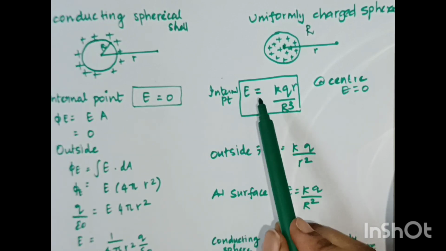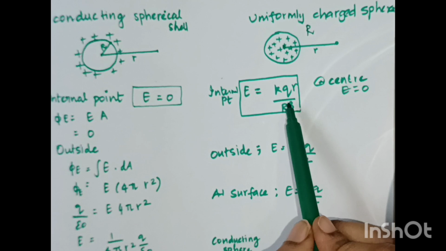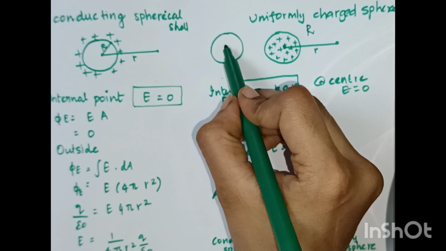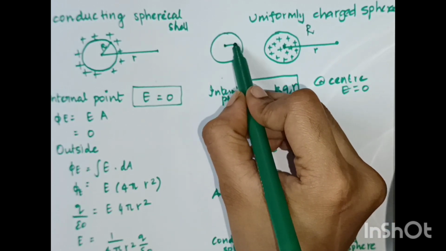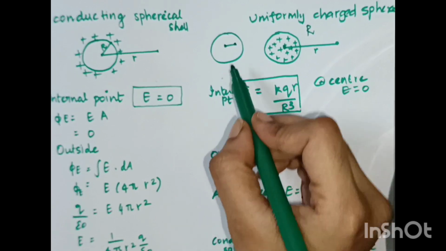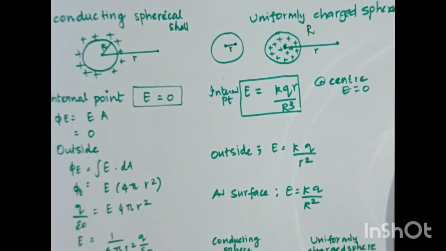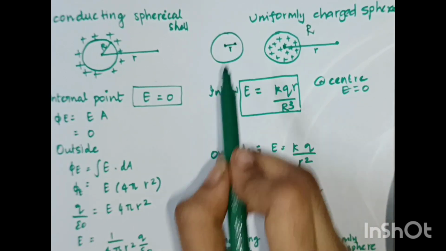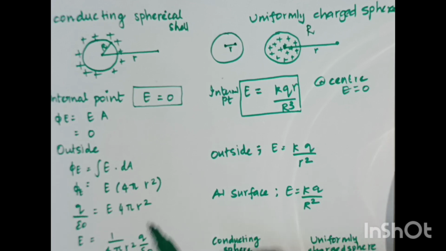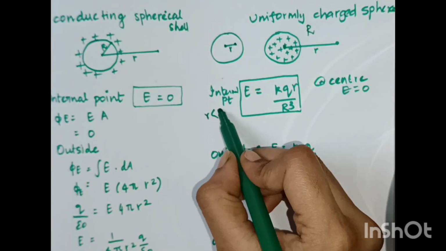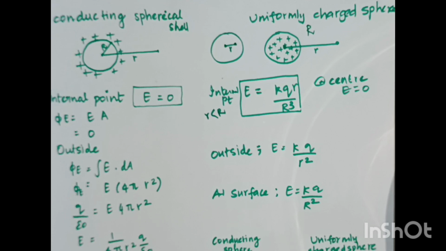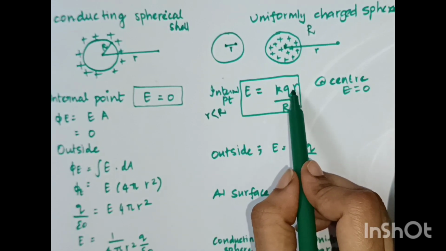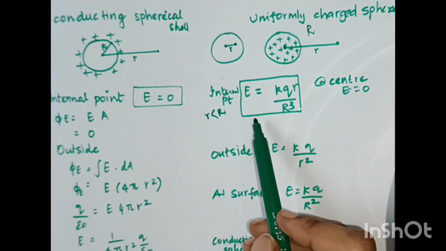The electric field at an internal point is kqr by R cube. What is this small r? Suppose this is the sphere, this is the center, and this is the point where we have to find the electric field, at distance r from the center. Here r is a point inside the surface, so small r is less than capital R. Then the electric field is kq small r by R cube. This is the conclusion.